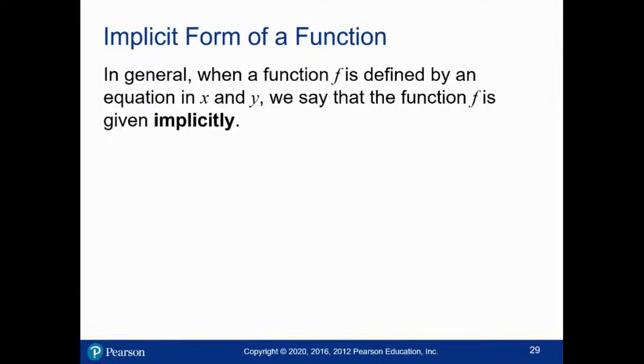All right, so what does this term implicit form mean? If a function f is defined by an equation that involves x and y, but it's not immediately clear how to get y equals blah, blah, blah, we say it's implicit. So we'll see some examples.